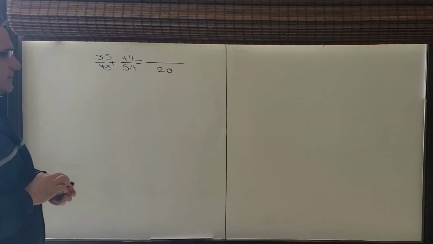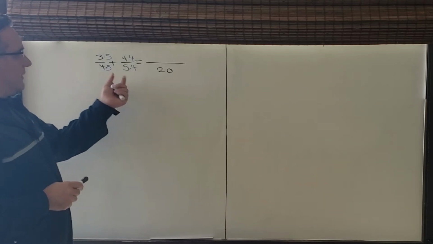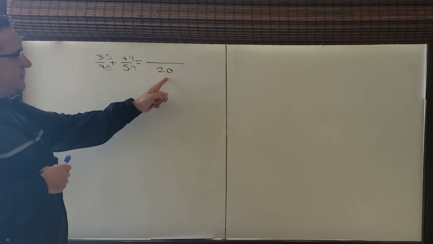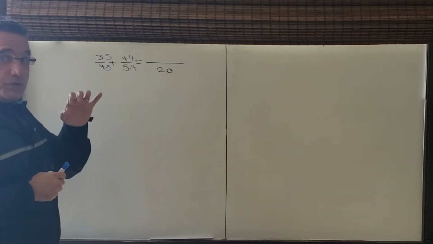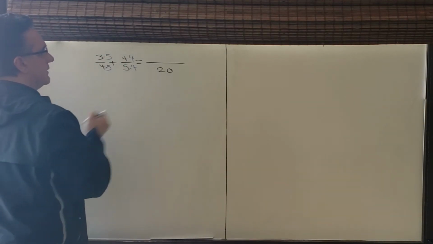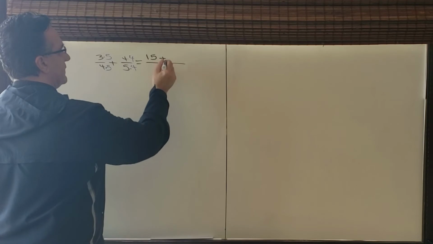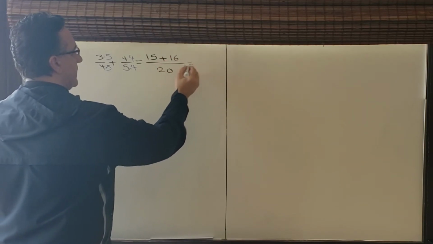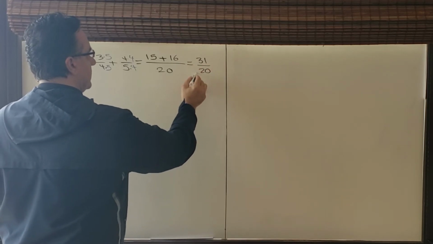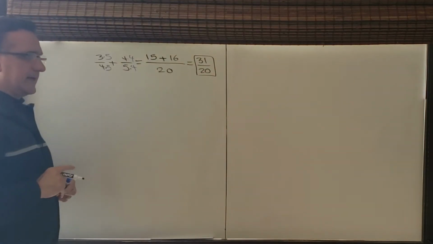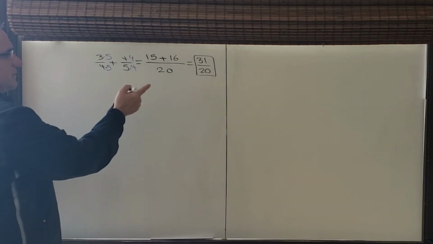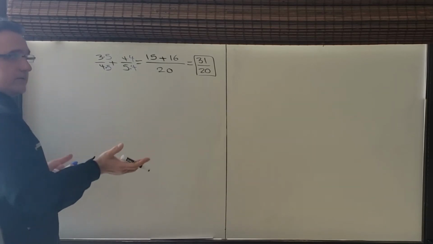So notice that both denominators are now 20, which means we can go ahead and combine the fractions by keeping the 20 and combining those new numerators, which are 15 and 16. So we go 15 plus 16. And when we simplify that, we get 31 over 20, and we are finished with that. So now we can do something very similar with variable expressions.